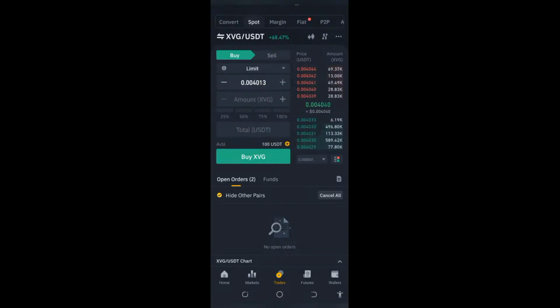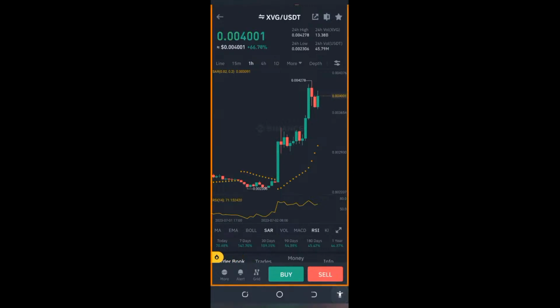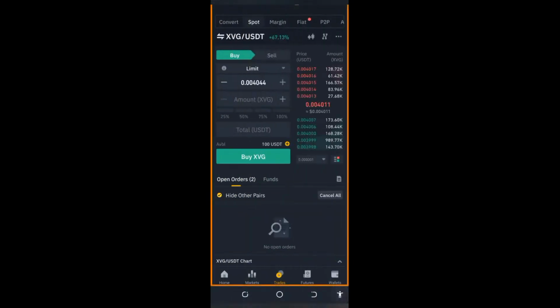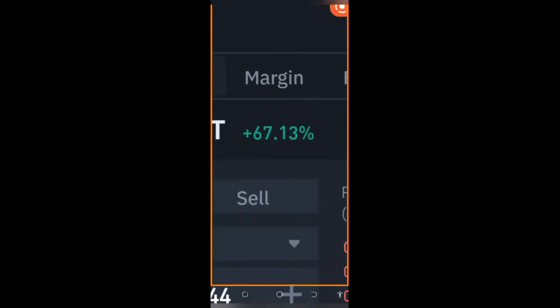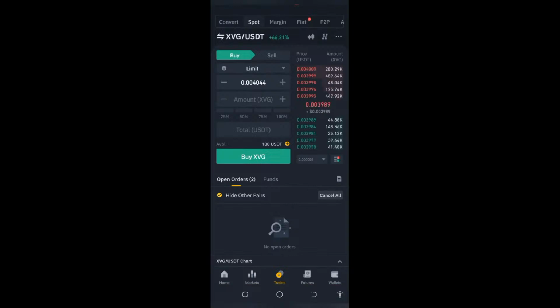Yes. Now, I'm currently on XVG/USDT. And we need to look into the charts quickly. Now, this is on the gainers list, right? So we need to quickly take our move. As you can see, if I go back, within the past 24 hours it has gained 66, in fact, 67% increase. And I'm like, really? Okay, let's go see how to take advantage of this.